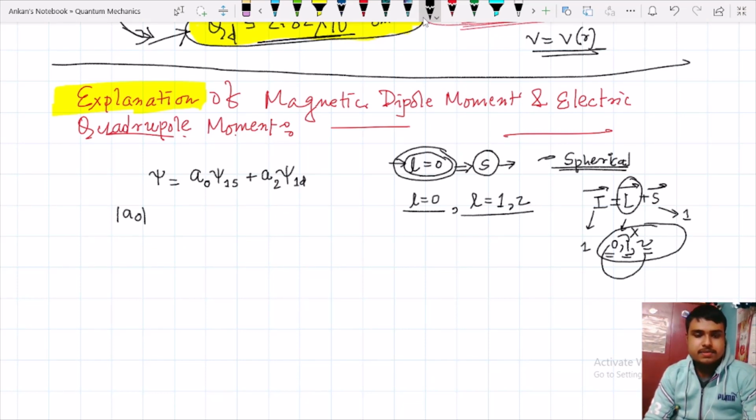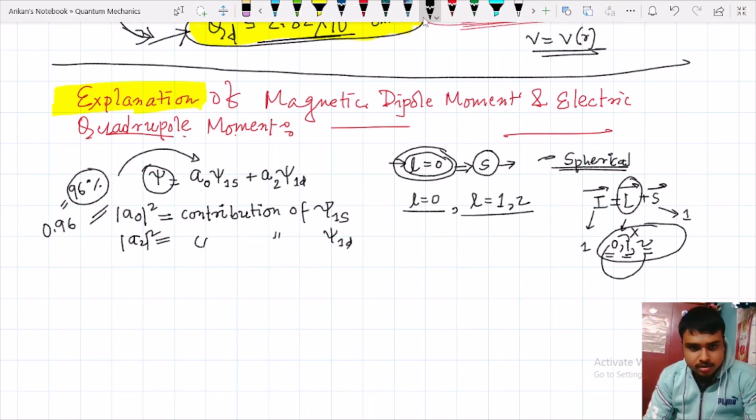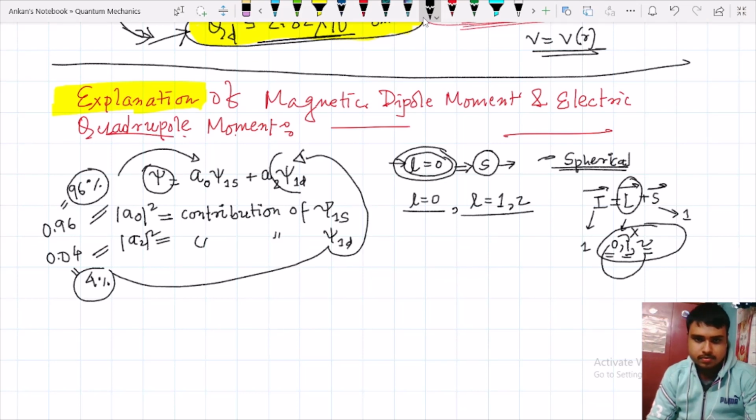The squares of these give the contribution by which psi 1s and psi 1d are present in the system. So A0 squared gives the probability, the contribution of psi 1s on psi, and A2 squared gives the contribution of psi 1d. It has been observed experimentally that the value of this is 0.96, that is, a 96% probability of finding the deuteron in the psi 1s state, and this value is 0.04, so a 4% probability of psi 1d.